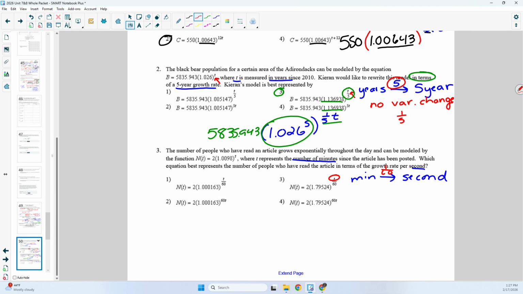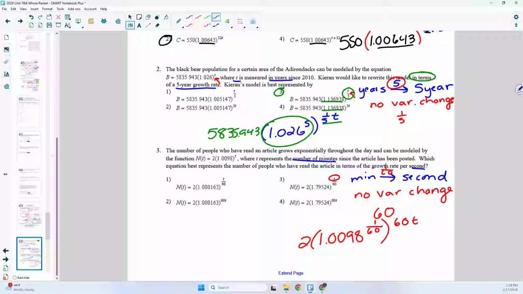Once again, my variable did not change, right? So no variable change, which means I am going to need a balancing number to keep my equation equivalent, which is a 60. So I have the 2 in the front, the 1.0098. I don't want even that tiny bit of growth. I want less. I want what's happening each second. Let me put the 60t out here. Now, when I take that in, that's going to give me an even smaller number, which is this number, right?